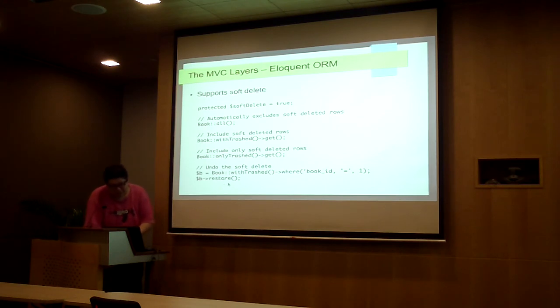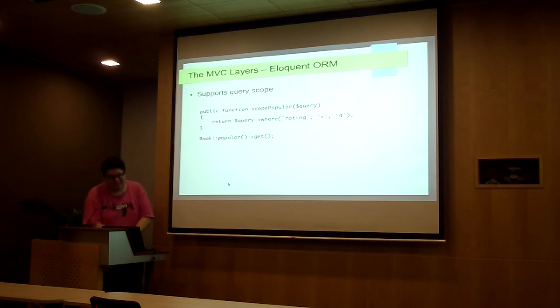Okay. So, for Eloquent, there's another feature called the query scope. What query scope does is it allows you to reuse certain parts of a query easily. For example, maybe I want to search the book table and get any books where the rating is more than 4. Supposedly you need this part in other parts of your application. So what you can do is you can specify this part as a scope.